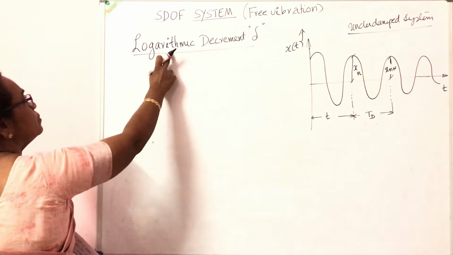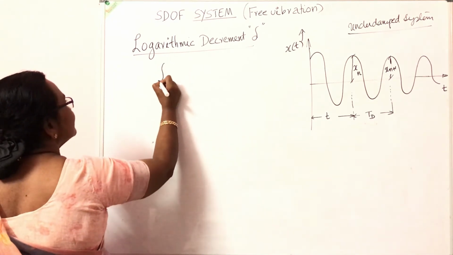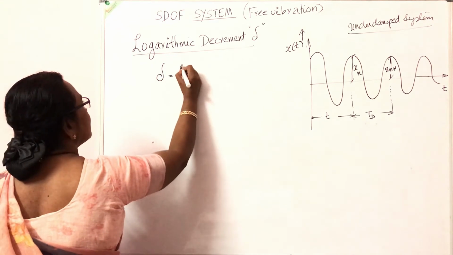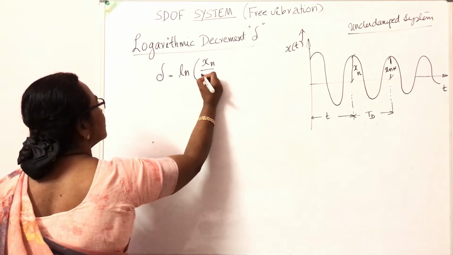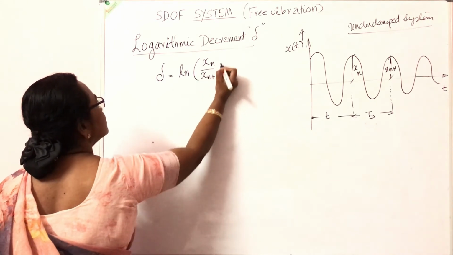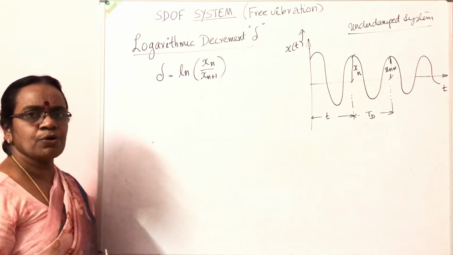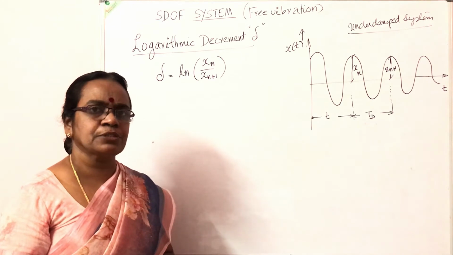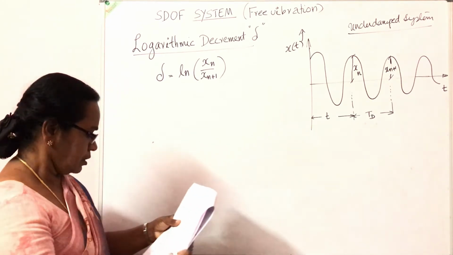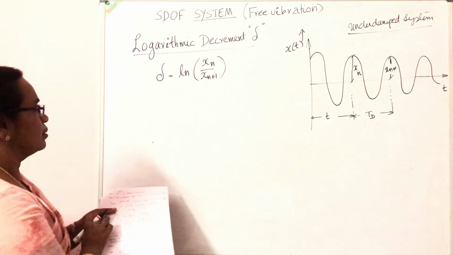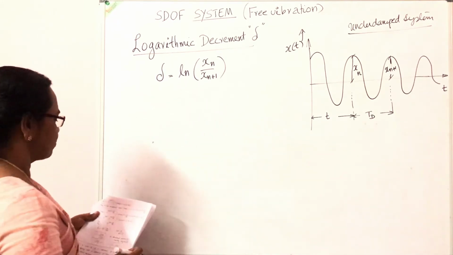Now the term logarithmic decrement, delta, is nothing but the natural logarithm of two successive amplitudes. The natural logarithm of two successive amplitudes is called the logarithmic decrement. Now this is used for measuring the damping. Let us see how we get an expression for this.